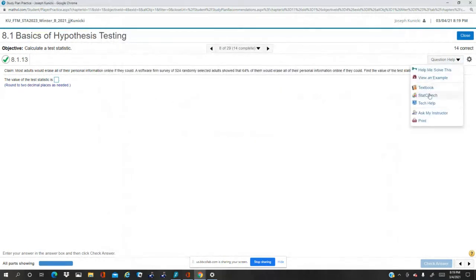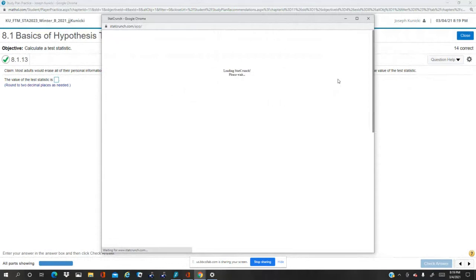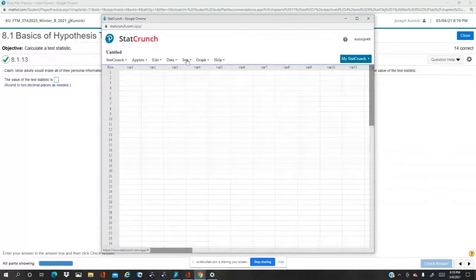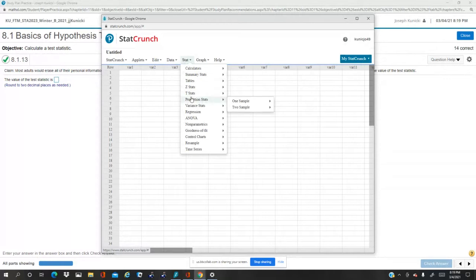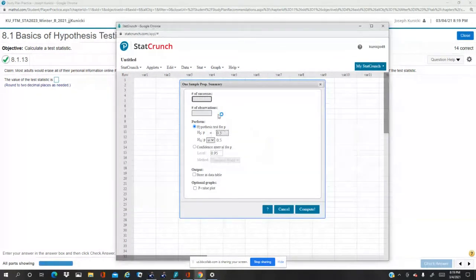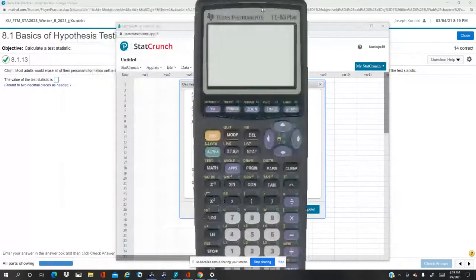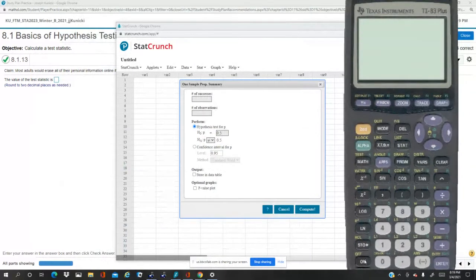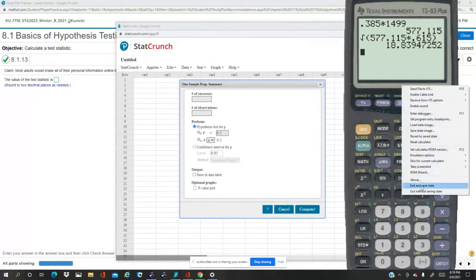Yeah, right. Thought we were. There we go. Okay, so stat. It's a proportion, one sample with summary. Now, we don't have the number of successes, but we can calculate it with our trusty calculator. So we will put in I got to reset it. It ain't working. Give me a second here.